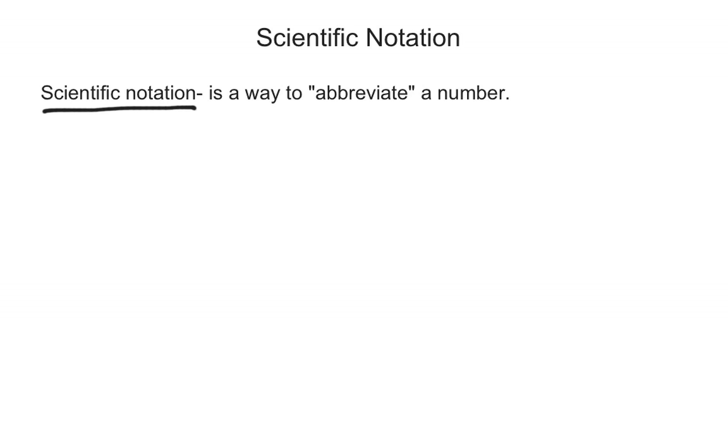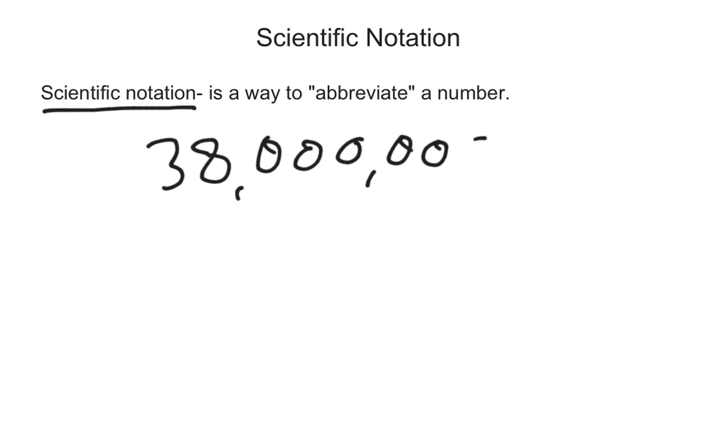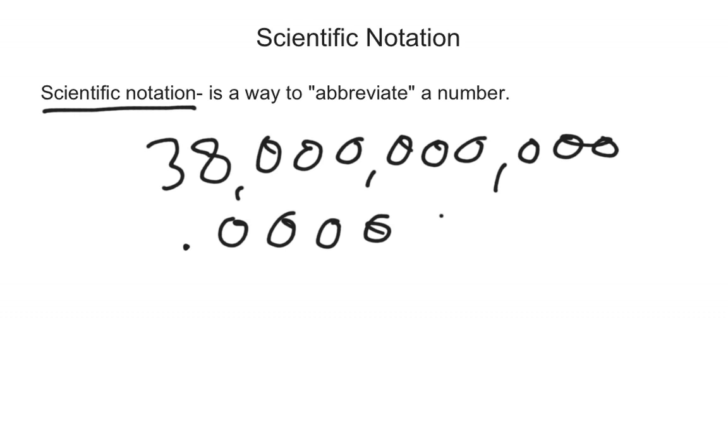So if you get a number that is just really giant, if you write something that's really big like this, instead of having to write all of this out, there's a way to abbreviate it called scientific notation. And just like that, if something is really small, like this, there's a way to abbreviate that too. And that's basically what we're going to do today: what do we do if numbers are really large or really small? We want to abbreviate those into scientific notation.